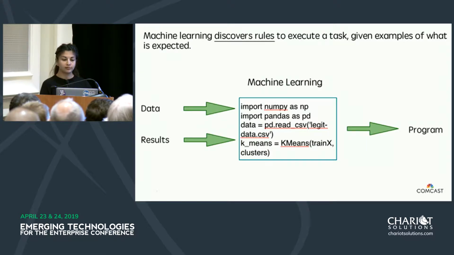Now, comparing to machine learning and how that differs from traditional programming: machine learning discovers rules to execute a task, given examples of what is expected. So you give it data, you give it answers or results, you feed that into your Python script of some sort, and then the end result is a program which you can act upon. It's a program that you can feed new data, and then it should give you an answer. Whereas before, you used your program for that in the traditional programming sense.